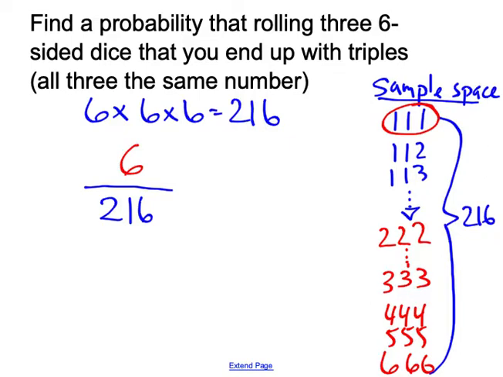We don't really want to make that list. That would be rather time consuming for not much benefit. Anyway, this reduces down to 1/36. Your probability of getting triples is 1 out of 36, so it's actually quite unlikely. But if you sit down with 3 dice and roll them, you will end up getting triples a few times, depending on how many times you roll.